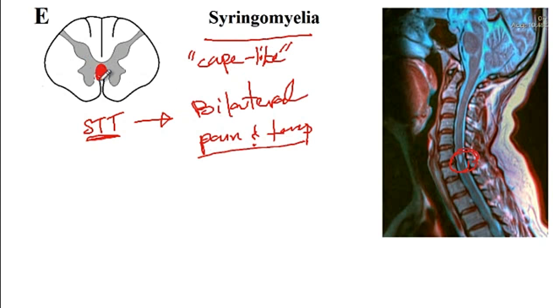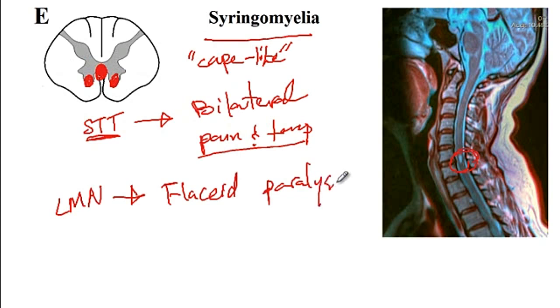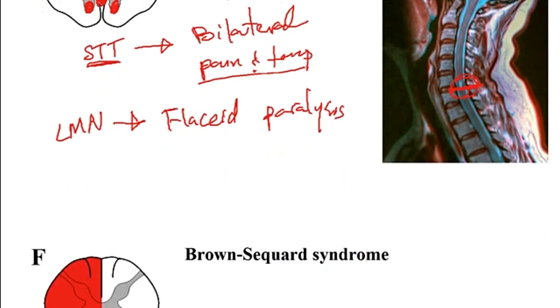Now in later stages, the cavitation may also affect the anterior horn of the spinal cord, as a consequence of which these patients also develop lower motor neuron symptoms, like for instance flaccid paralysis at the level of the lesion.